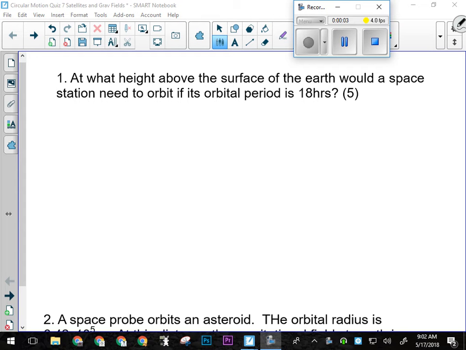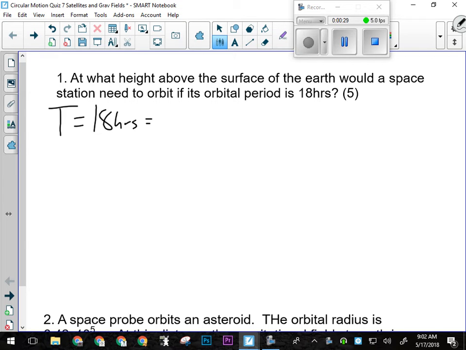All right, so for question number 1 here, we're looking for the height above the surface of the Earth, not the orbital radius. We'll have to find that first and then find the height above the surface. But we need to find it for a satellite that's got an orbital period of 18 hours. All right, so we know the orbital period's 18 hours, but what do we need it in? We need the units to be seconds.